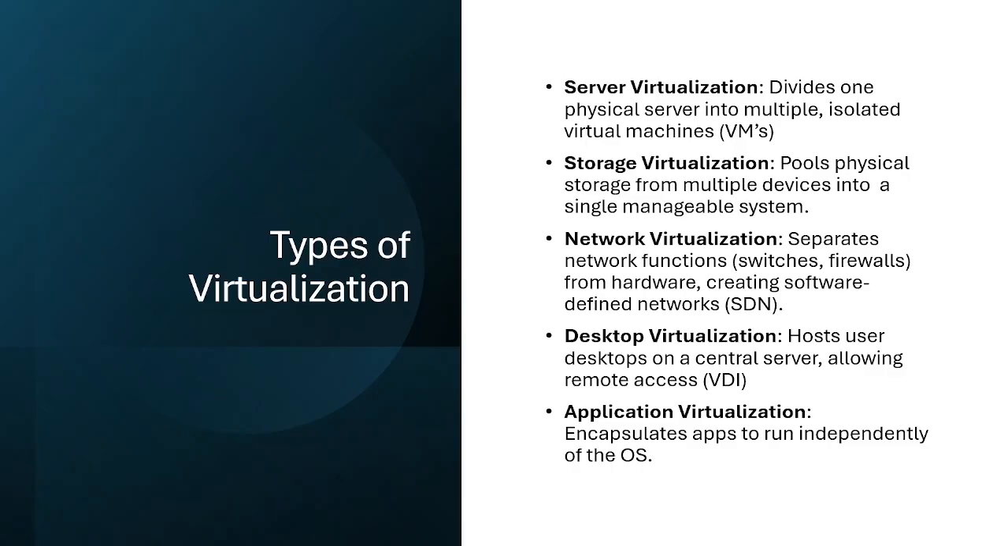The last one on this list is application virtualization. This separates the software from the underlying operating system and allows programs to run in an isolated, encapsulated environment without any traditional installation. This type of virtualization enhances security, eliminates conflicts between applications, and enables faster deployment and streaming. Some of the most common examples of application virtualization include App-V and containers.